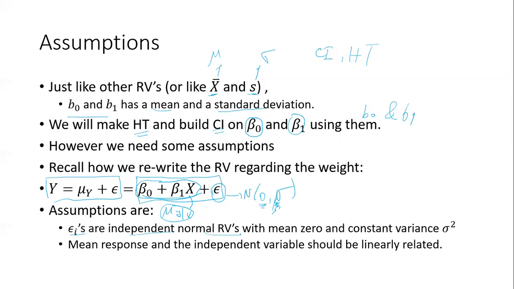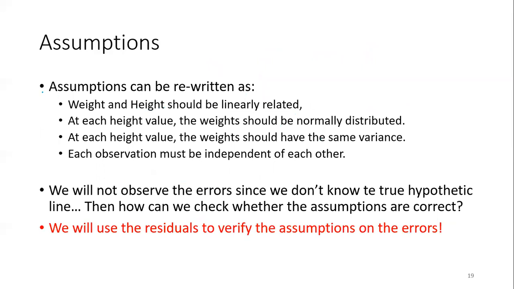Epsilons are independent normal random variables with 0 mean and constant variance, and the mean response and the independent variable x should be linearly related. They can be rewritten as: weight and height should be linearly related. At each height value, the weights should be normally distributed, and the weights should have the same variance at each height value, and each observation must be independent of each other. So Mehmet's height should not be related or correlated with, for example, Ahmet's height.